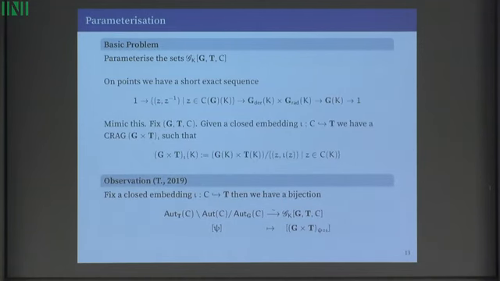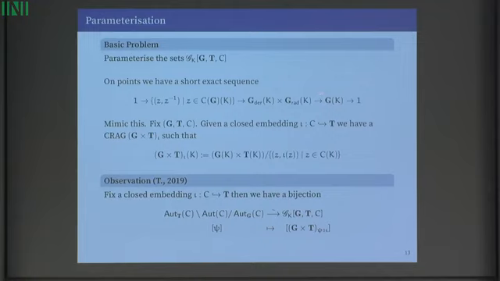So I'm going to mimic this. So I'm going to fix a triple G, T, C, and I'm going to assume I have a closed embedding of this finite group into a torus. And now you can define a connected reductive algebraic group. So I want to kind of think of it as functorially. So it should take the field to this group. So on points it does this. Okay, so my G is one of these.